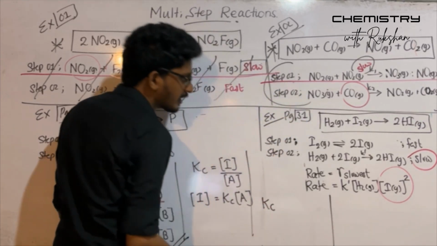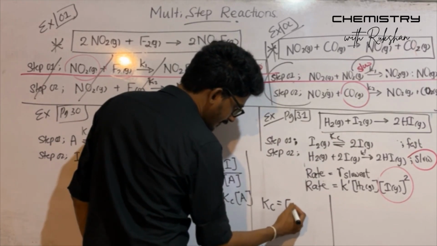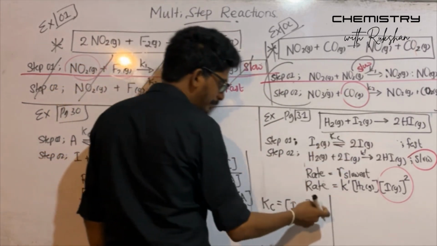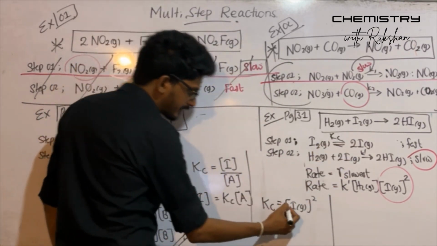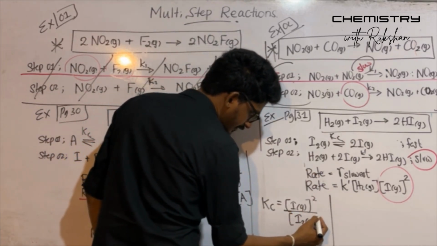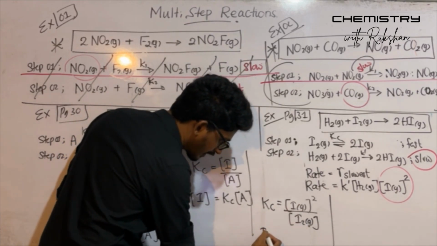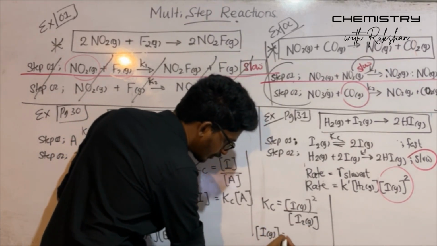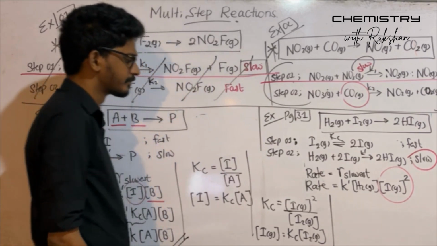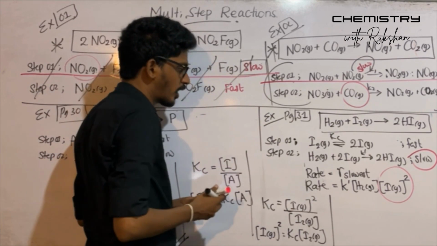the Kc for this equilibrium as the I gas squared divided by I2 gas. The stoichiometric values can be applied in the equilibrium constant: products over reactants to the power of their stoichiometric values. So if you substitute the I gas, I gas squared is equal to Kc into I2. So you can substitute this I gas squared here.